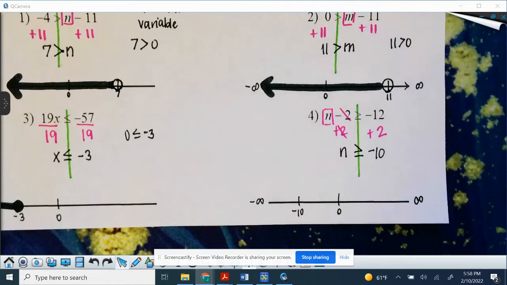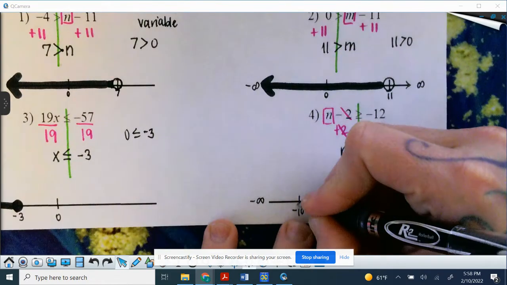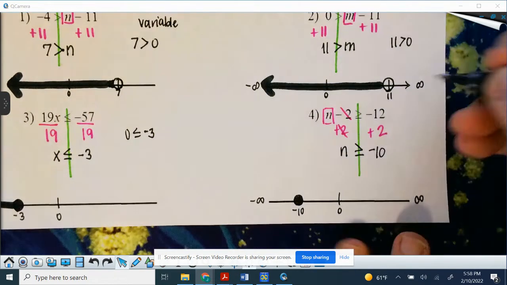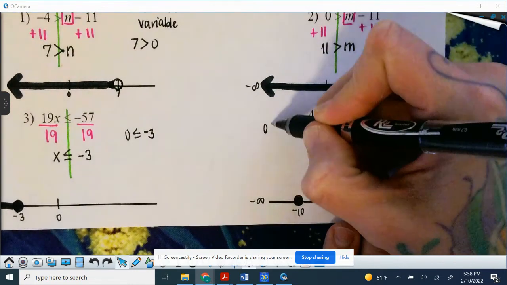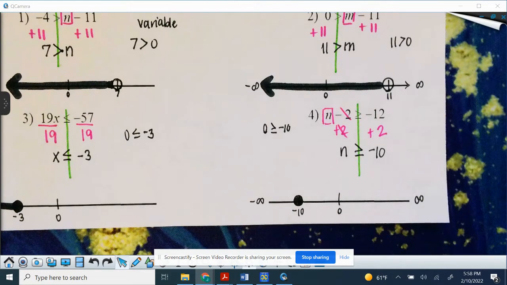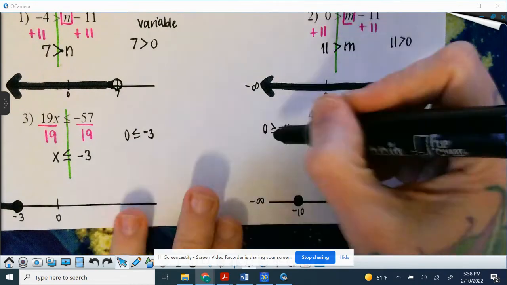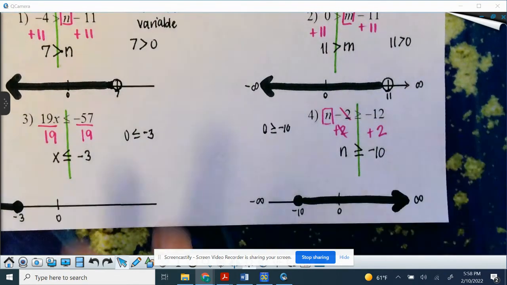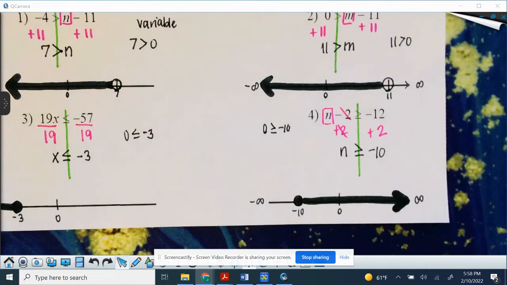So we have a solid circle at -10, because we have that equal to there. Solid circle at -10. We're going to test our 0 point. So is 0 greater than or equal to -10? Like I said, if you have no money in your pocket, that's better. That's more than owing someone $10. So 0 is indeed greater than -10. So we'll shade in the direction of 0 and then keep going that way, because all numbers are greater than -10.